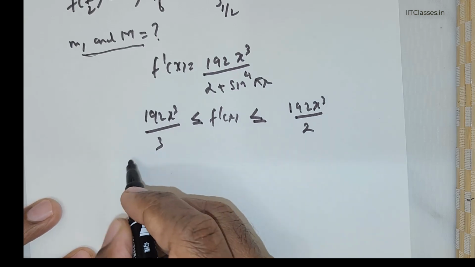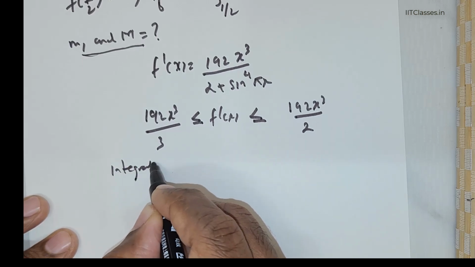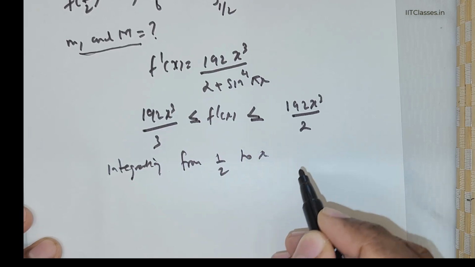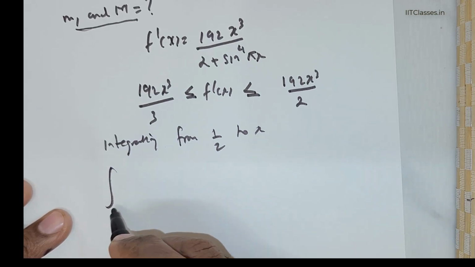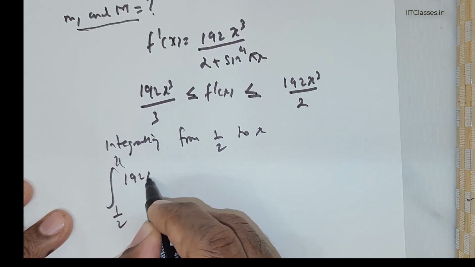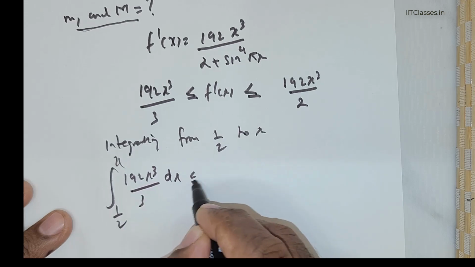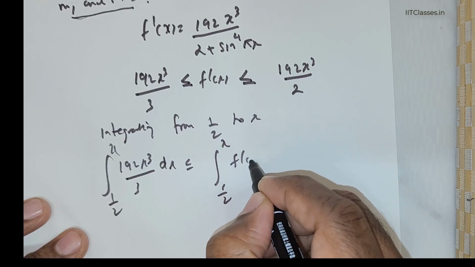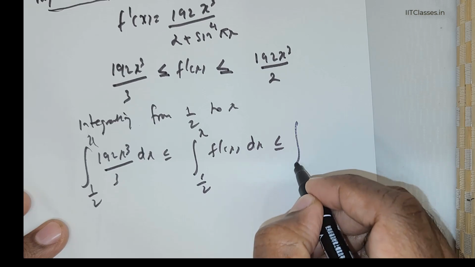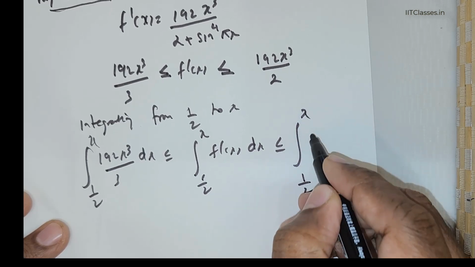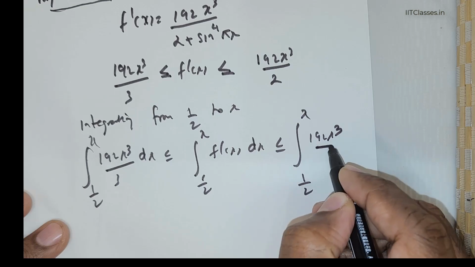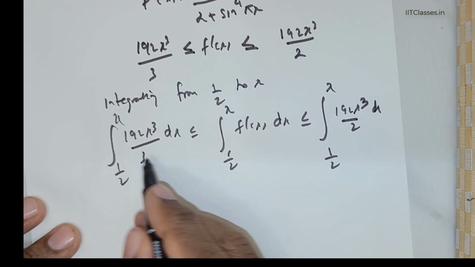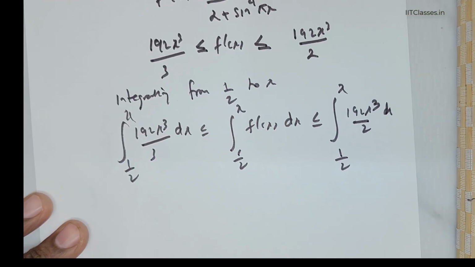Now what I would like to do is integrate from 1 over 2 to x. So this in turn is going to be the integral from 1 over 2 to x of 192 x to the power of 3 divided by 3 times dx, less than or equal to the integral from 1 over 2 to x of f dash of x dx, less than or equal to the integral from 1 over 2 to x of 192 x to the power of 3 over 2 times dx. Okay, now let me integrate this quantity and show you how.